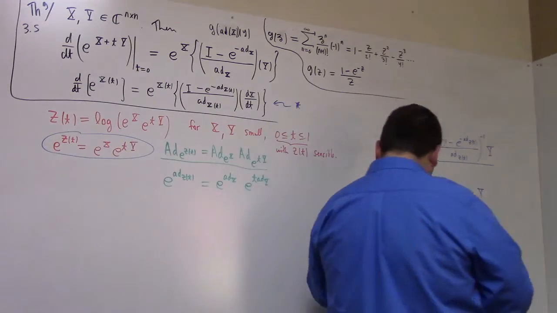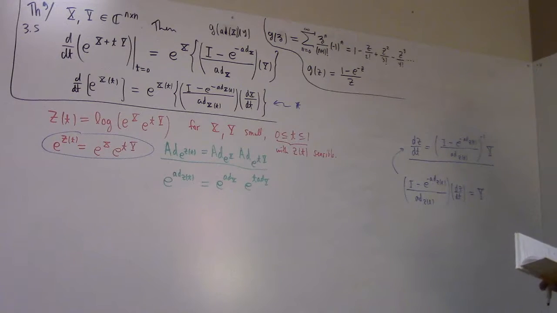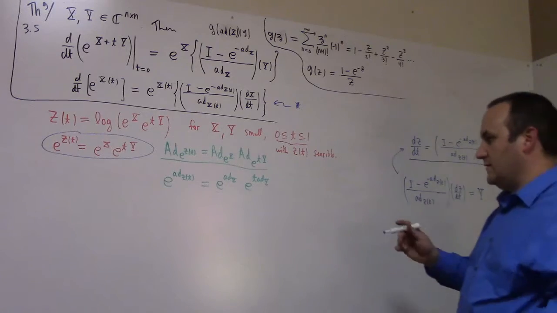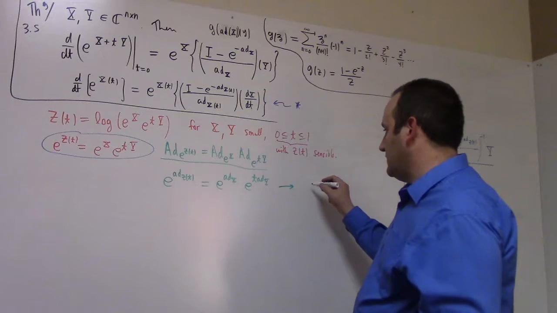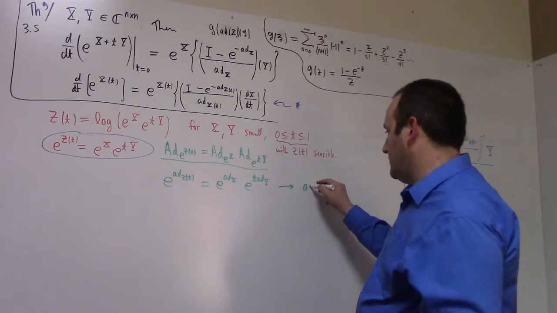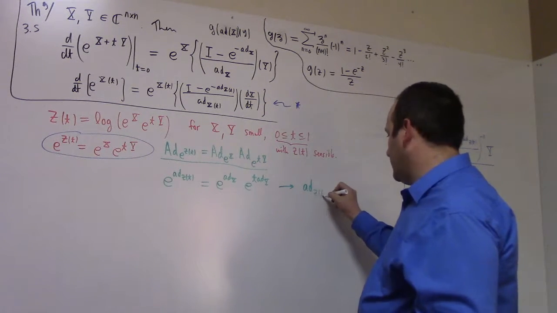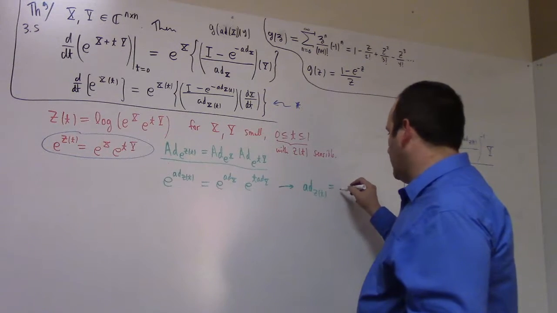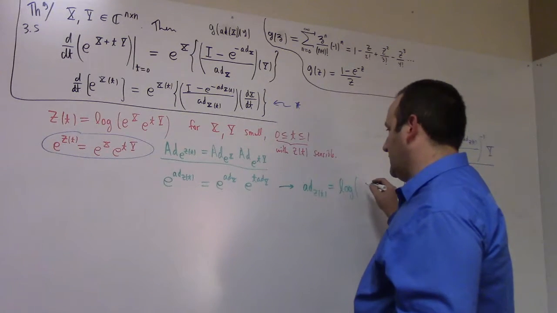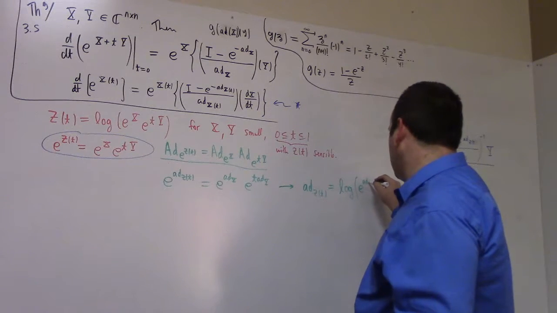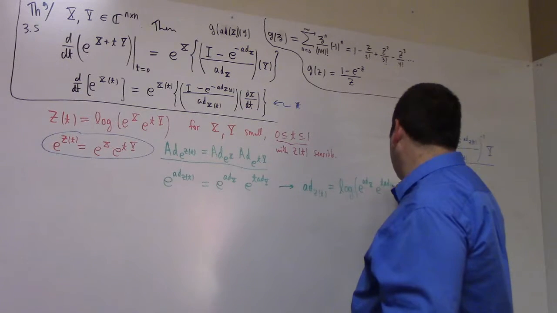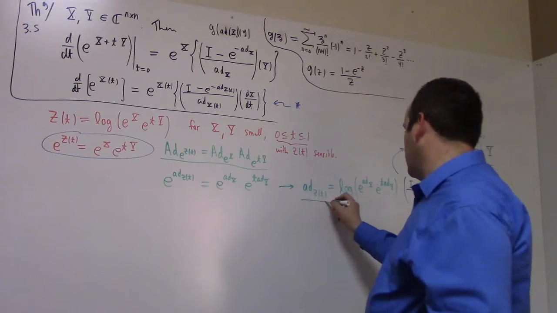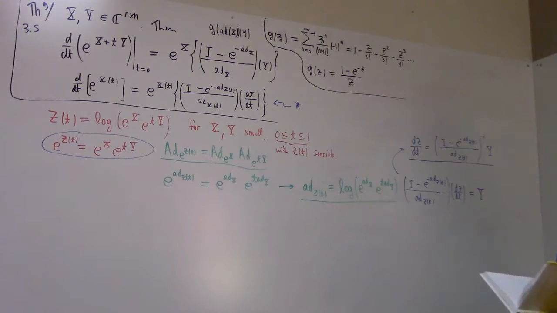Okay. And he says you could also write that in terms of log. It's the adjoint of z of t is log of e to the add x, e to the t add y. If you like, you could write that instead.